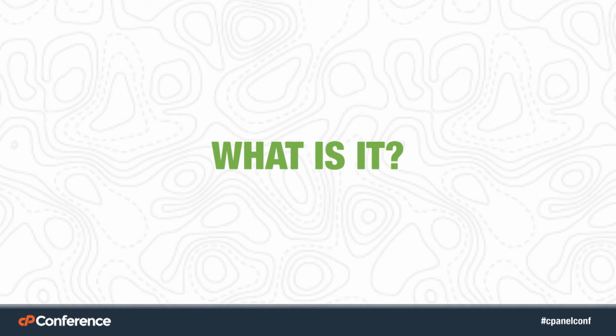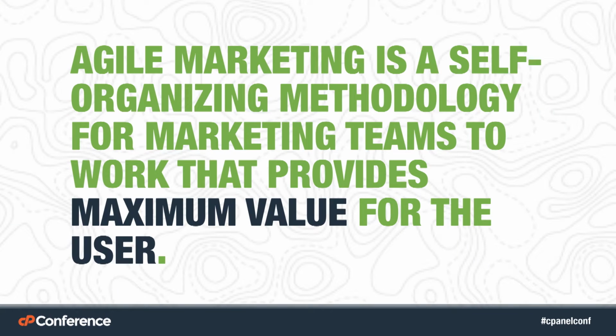So what exactly is Agile marketing? If you're familiar with Scrum and Agile for software development, Agile marketing is basically the same thing, except you take the principles of Scrum and apply it to a business operations environment. It's really a self-organizing methodology for marketing teams to work, and the biggest thing is that it provides maximum value to the user, and this is my favorite thing about Scrum.